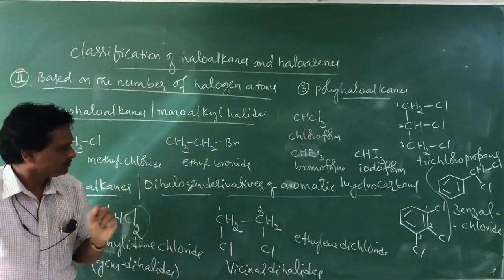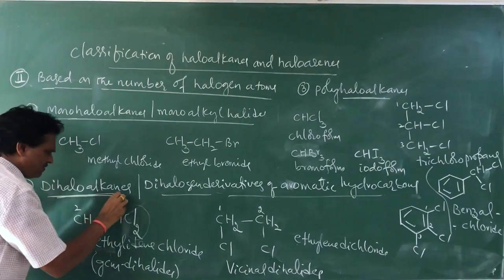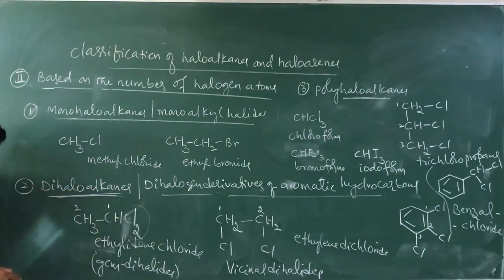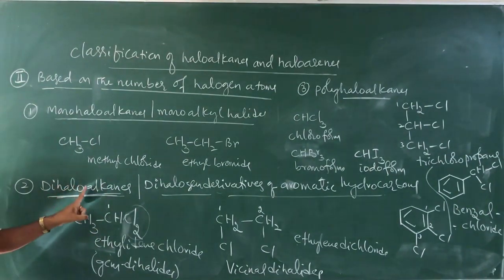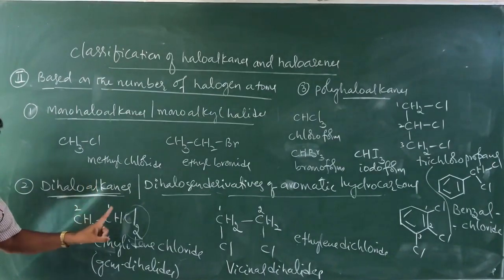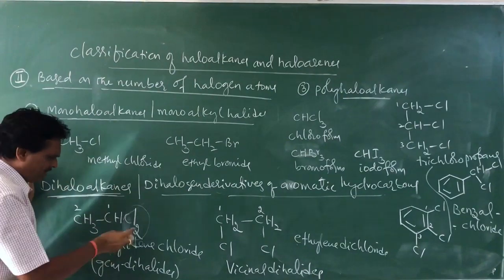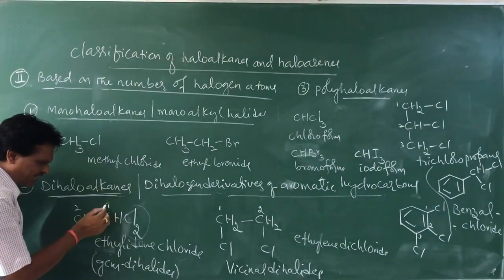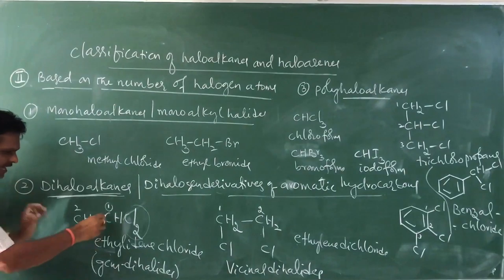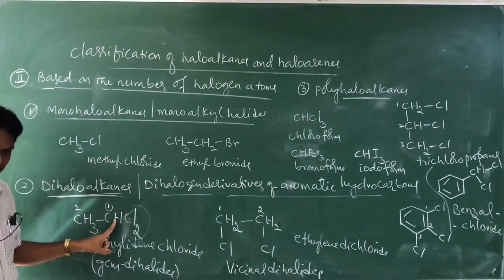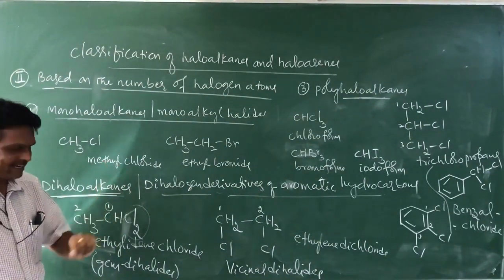In case of dihaloalkanes, it is of two types. Two hydrogen atoms of alkanes are replaced by two halogen atoms. In such compounds, if two halogen atoms are attached to the same carbon atom, they are called geminal dihalides. So what are geminal dihalides?